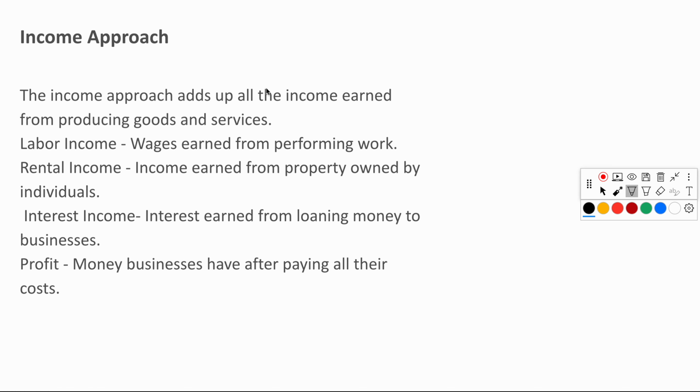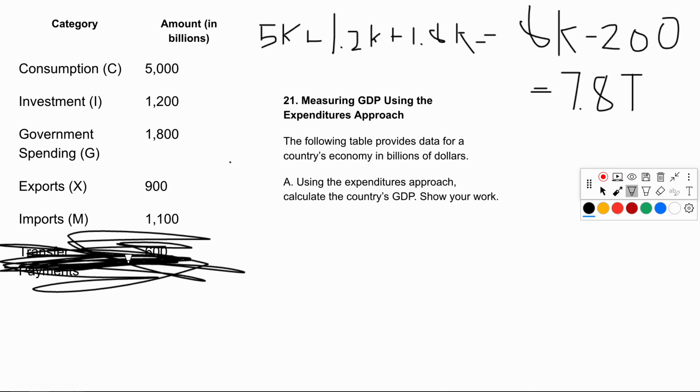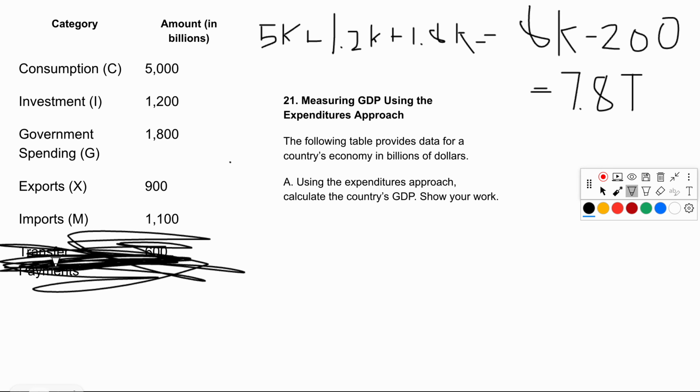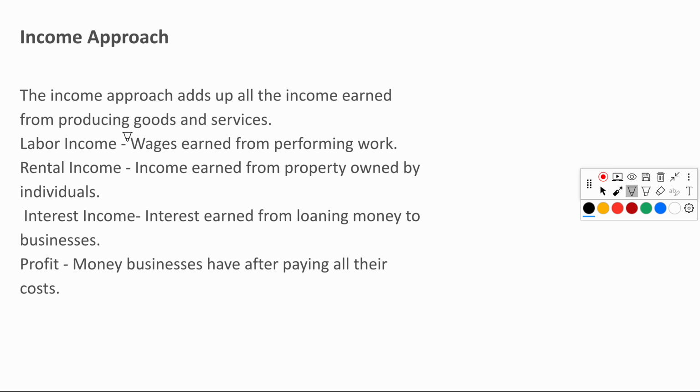Remember the income approach: you add up all the income earned, and that can calculate GDP as well. Labor income, rental income, interest income, and profits. Very similar to this table, but they'll give you all those different types of income. Just remember, if they give you something you've never heard of, or something that's not a part of income, like interest rates, or bond prices, or something crazy or weird like that, remember, they're just trying to trick you. It's just these four that you need to know.